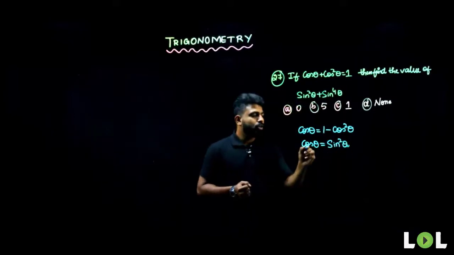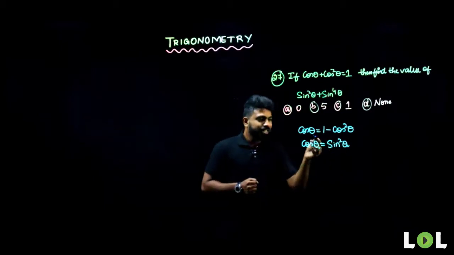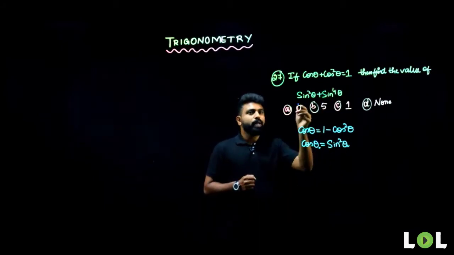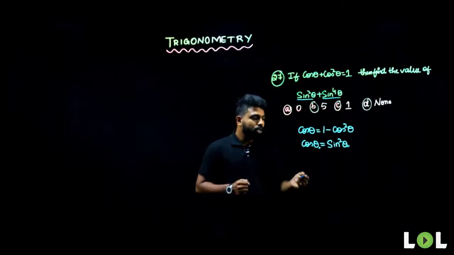Now we know that cos theta is equal to sin square theta, or sin square theta is equal to cos theta. Now what do we need to find out? We need to find out the value of sin square theta plus sin to the power 4 theta. So now how can I write this as?